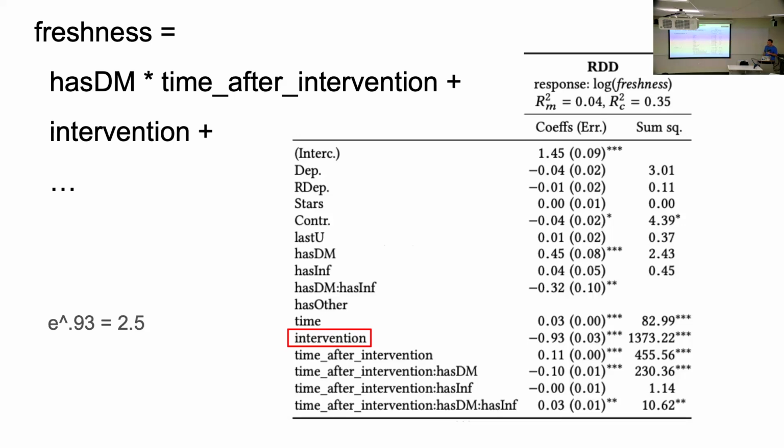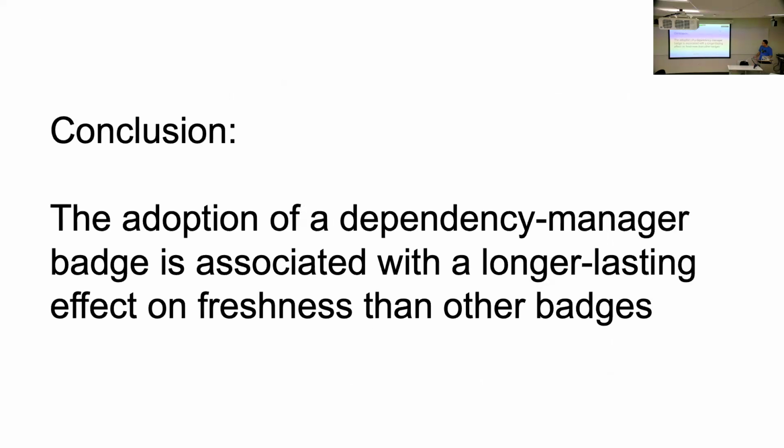And second, it's not additive, it's multiplicative. So really what this 2.5 is saying is not the discontinuity, the distance isn't 2.5, but it's saying that any project that has this badge is 2.5 times as likely to have fresher dependencies. All right. So I'm finally done. The conclusion is that the adoption of dependency manager badges is associated with a longer lasting effect on freshness than other badges.